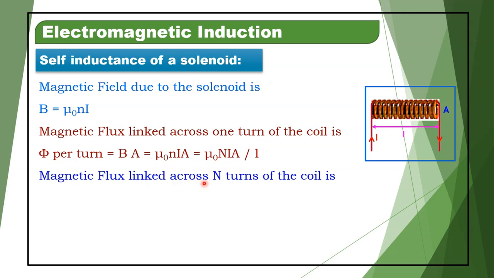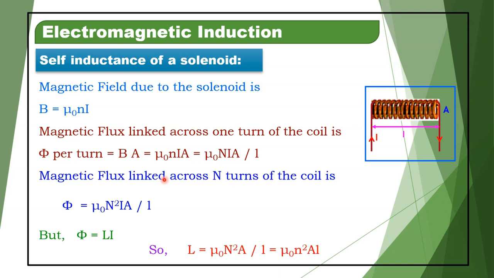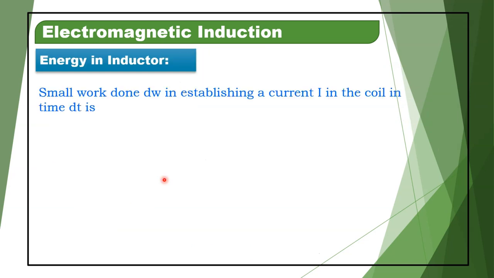The flux linked across the N turns of the coil is phi equals mu naught N square I A. Then we put in the value phi equals L I. So L is equal to mu naught N square A divided by l. If we put in this value, we get L equals mu naught N square A l.